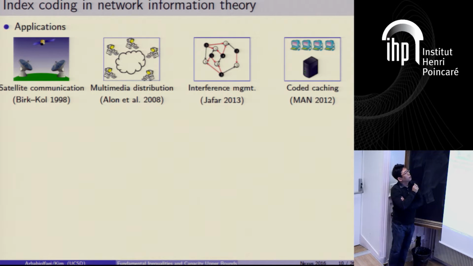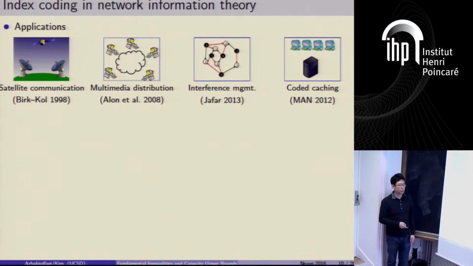All right, so this problem is very, very rich, even though it sounds very simple. Anybody can understand the problem. It has applications in satellite communication, which I mentioned. Noga Alon and others motivated the problem through multimedia distribution. In physical layer wireless, it can be used to capture some interference management problems. And there are some applications in coded caching: when you are caching some data, it helps to store some coded version instead of the vanilla version.